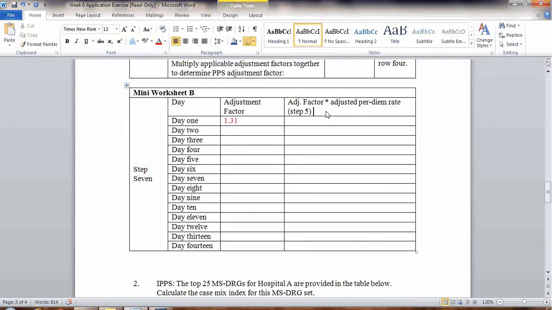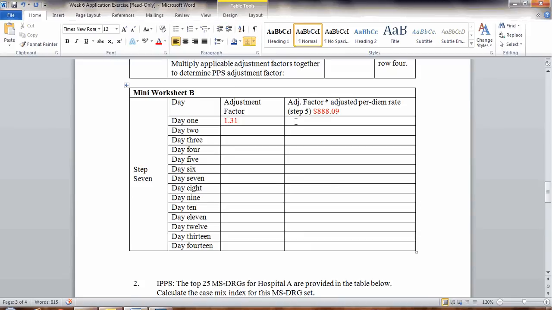If you have completed this assignment appropriately up to this point, our adjusted per diem rate, I'm going to give you that factor just so that you can double check your work, but it is $888.09. Okay, so for our first step here, what we're going to do is we're going to be multiplying the $888.09 by our adjustment factor, which is 1.31, and we're going to figure in our total into this particular cell.